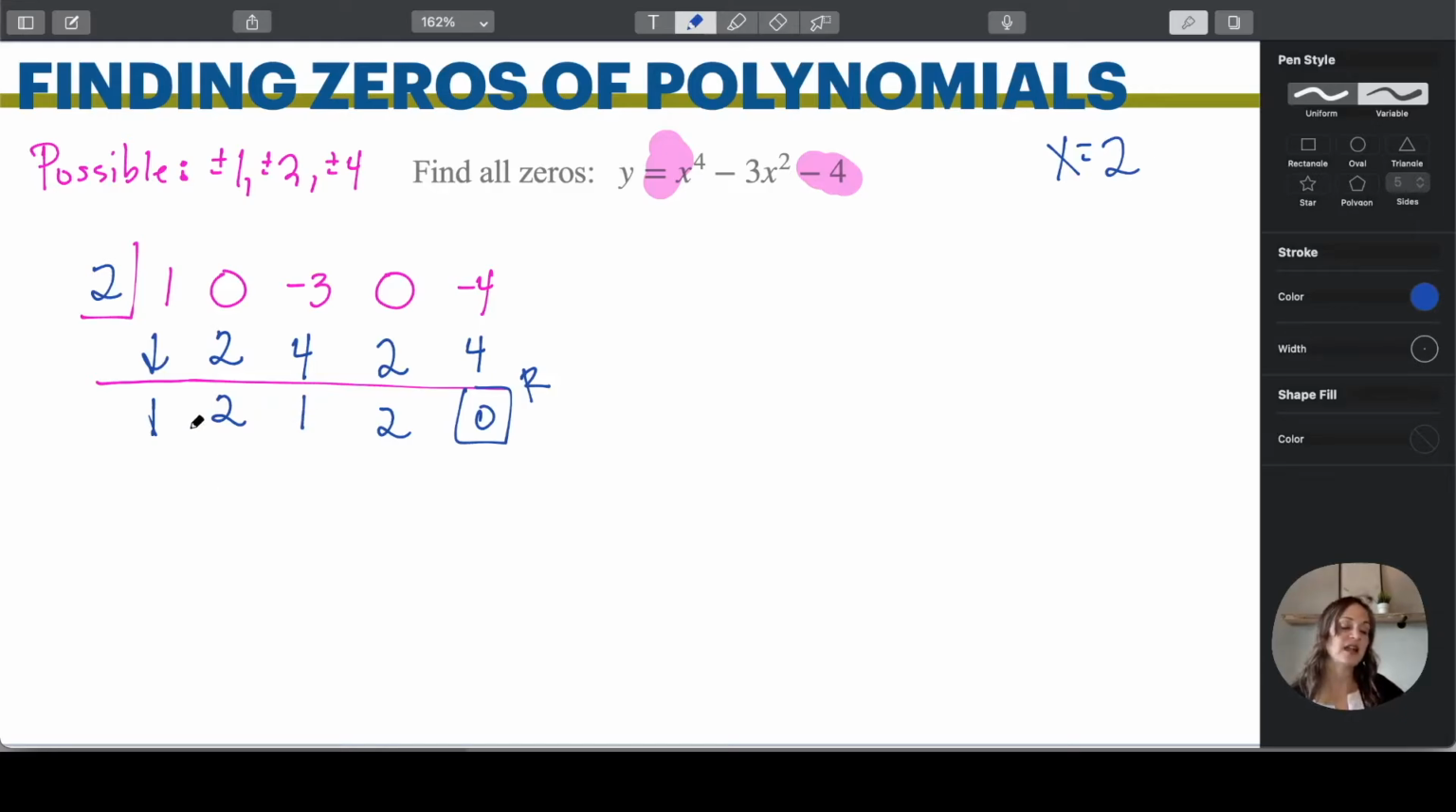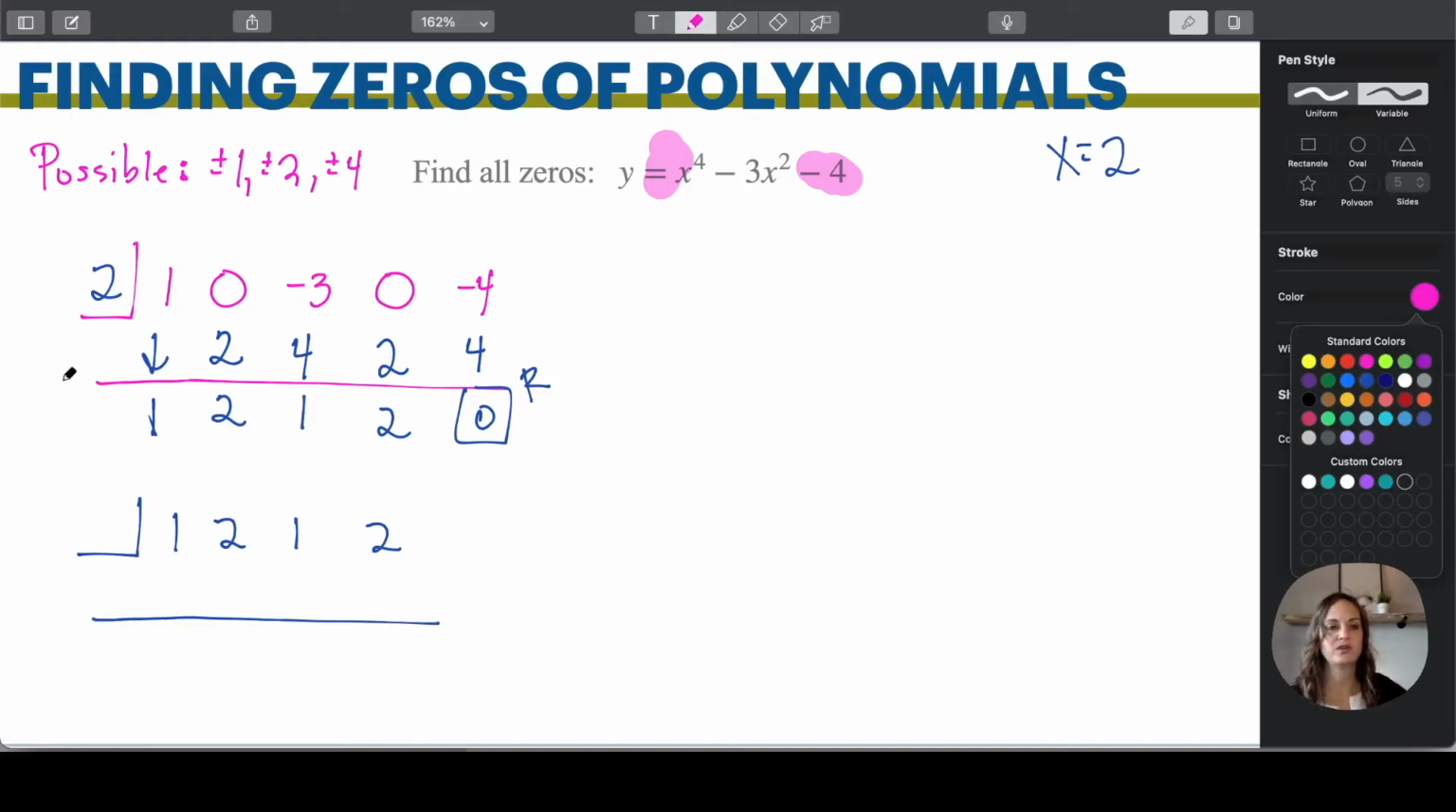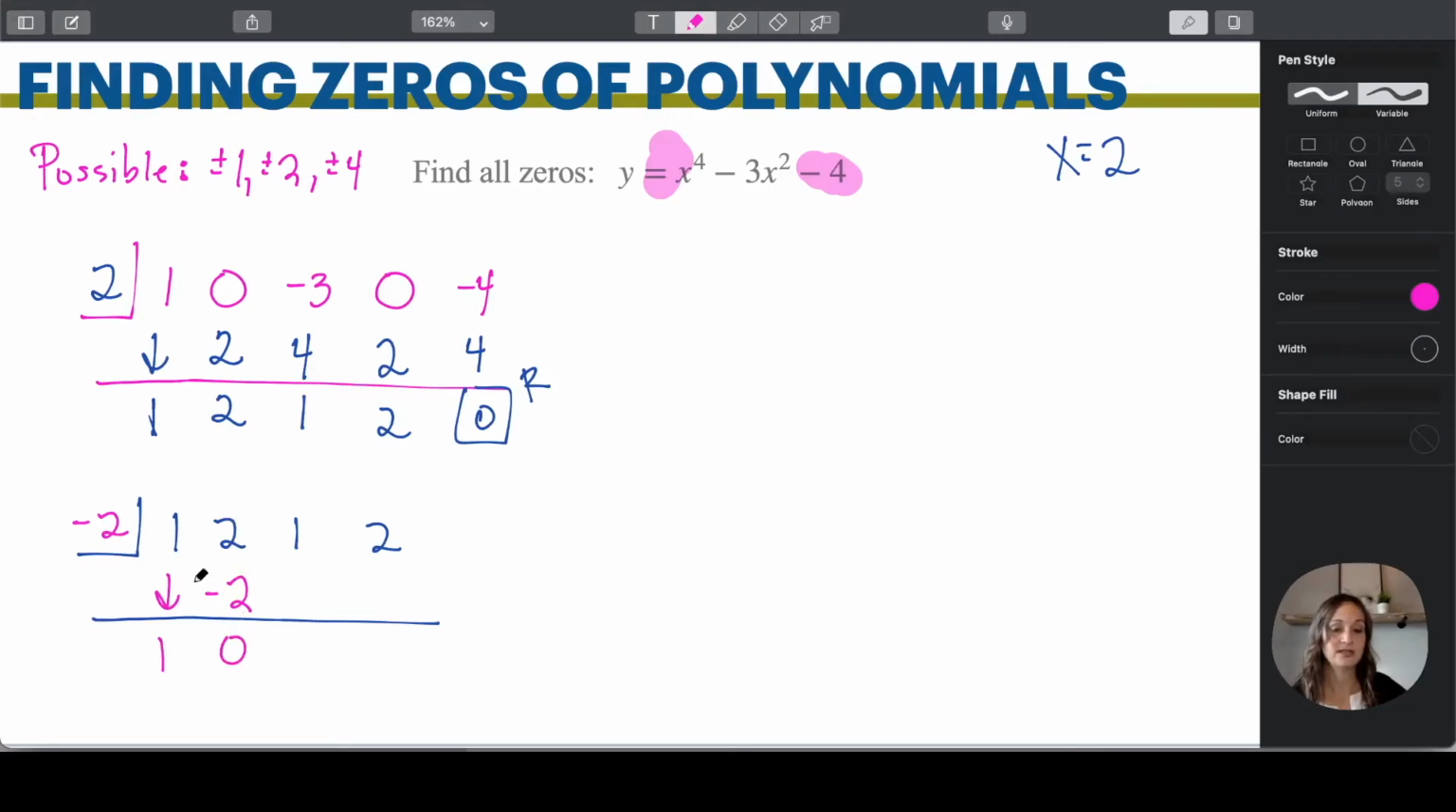So now this is not a quadratic, because you have a constant, x squared, and that represents x cubed. So what we're going to do is create a new shelf, and that now becomes our new one. We know that 2 worked. We could always try -2 to see if it works. So bring down 1, multiply, add, you'll get 0, multiply, 0, add, multiply, and actually you get 0. So now we know that x equals -2 also worked.